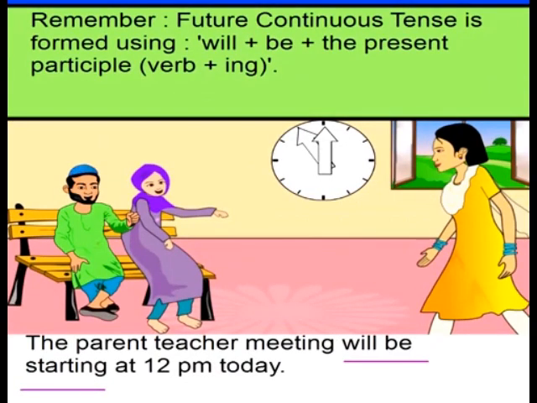Now, what is the formula for future continuous tense? It's will plus be plus the present participle. It's verb plus ing. So the parent-teacher meeting will be starting at 12 p.m. today.